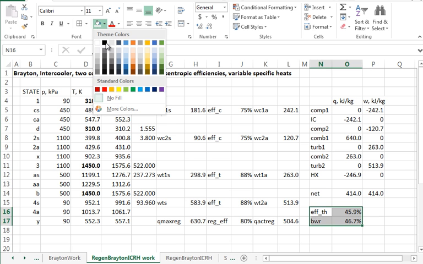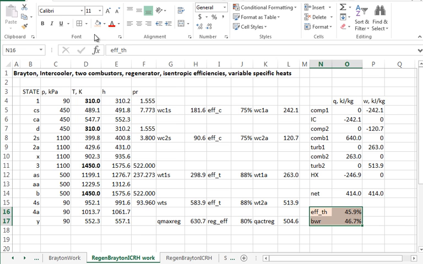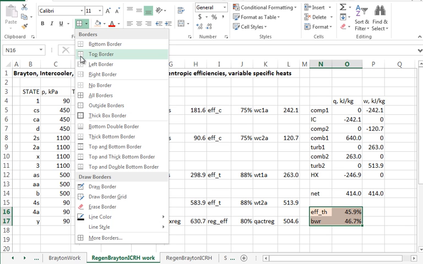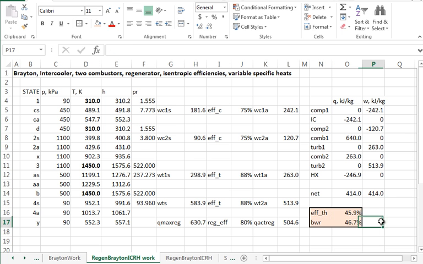If you want, you can color code them. I don't know, make it look like this, put a big box or something around it, thick box, something like that. Say this is part A, this is the answer to part B. This is how you do it with the variable specific heats, using the Pr's because you have pressure ratios. Was it helpful?